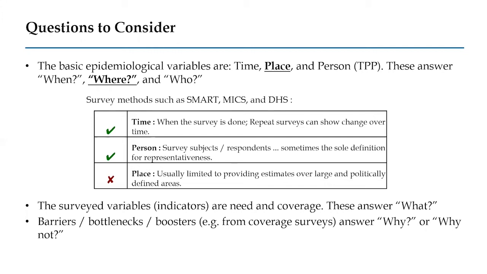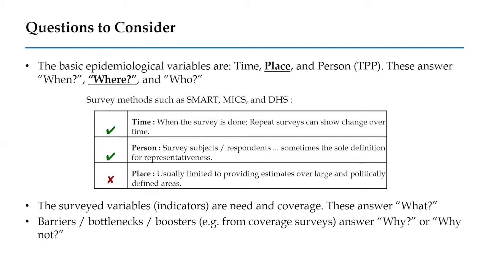Now, the survey methods we've been using in emergency nutrition and development, such as SMART, MIX, DHS, and similar surveys, we have a time variable, and that's the time when the survey was done. And if we want to look at change over time, we do another survey, so we can show change over time. Person, they're the subjects, the survey respondents, and usually that's the sole definition in these survey designs that we have for representativeness.